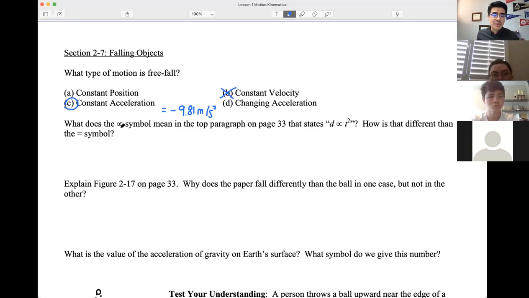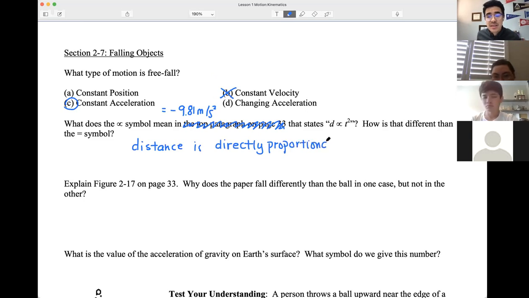Are you all familiar with this half infinity symbol? This is a phrase that you can use when you're answering questions. Here we can say that distance is directly proportional, so that symbol means directly proportional. You're going to use that a lot in your physics test. To time squared.